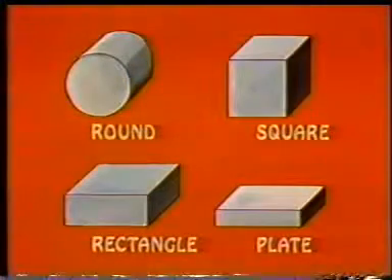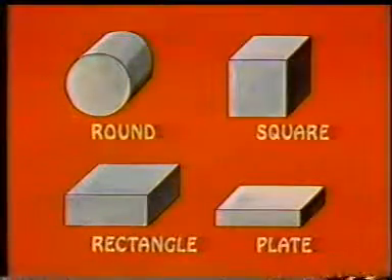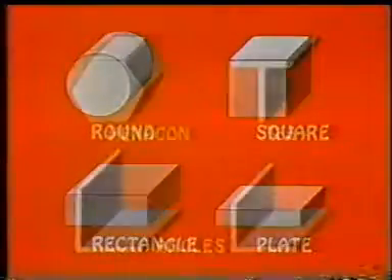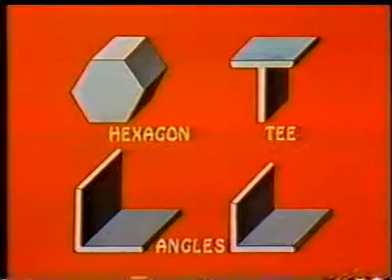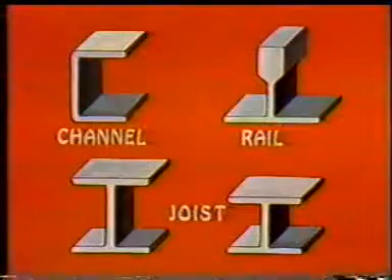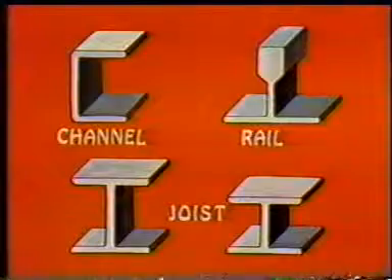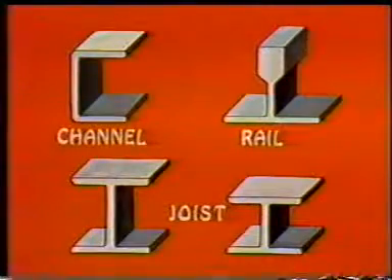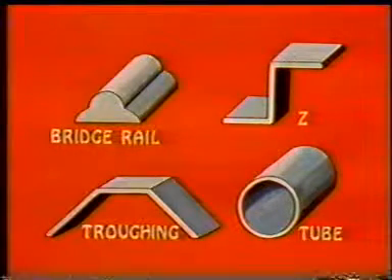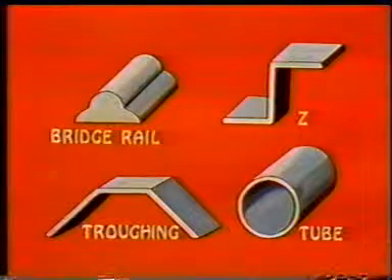A large variety of sections are produced by this process. These sections are round, square, rectangle, plate, hexagon, T, angles, channel, rail, joists, bridge rail, Z, troughing, tube, etc.